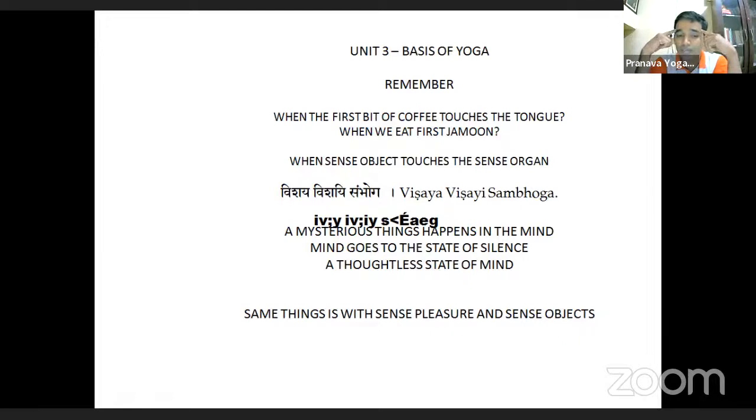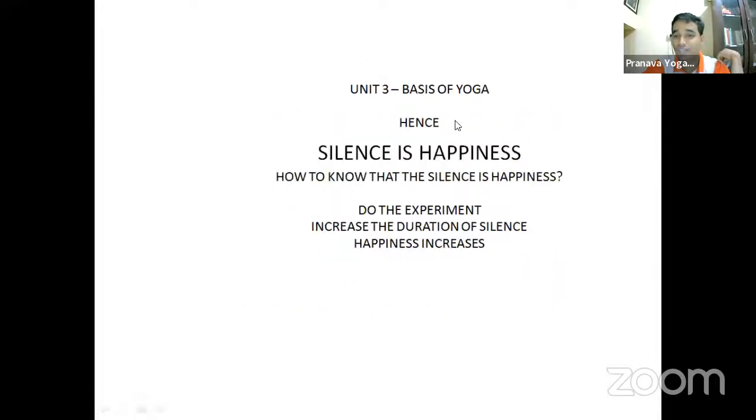Same thing is with the sense pleasure and the sense object. You go to that silence. In that fraction of a second, you are so silent. There is nothing else, isn't it? Remember, when you are enjoying some object of enjoyment, your mind is not thinking of anything else. So you are happy in that fraction of a second. Hence, silence is happiness.